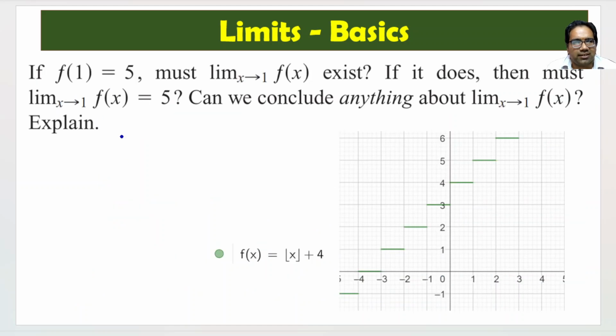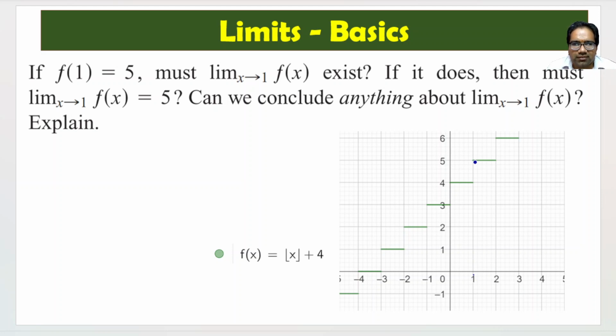Let's take another case. Here we are given the function is defined at 1. Okay, f of 1 is equal to 5. So does that mean the limit as x tends to 1 of f of x exists? It need not be. For example, let's again take this function, greatest integer function of x plus 4, something like this. The function is definitely defined at 1, at 2, it is defined over the entire real line, right?